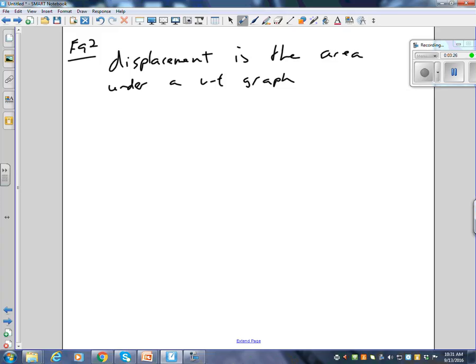Displacement is the area under a vt graph. Okay, so I'm going to draw you a graph here. There's the graph. And if I'm interested in the displacement between those two time intervals, this is time, and this is velocity, right? So if I'm interested in this displacement, I'm looking for the area of that shape.